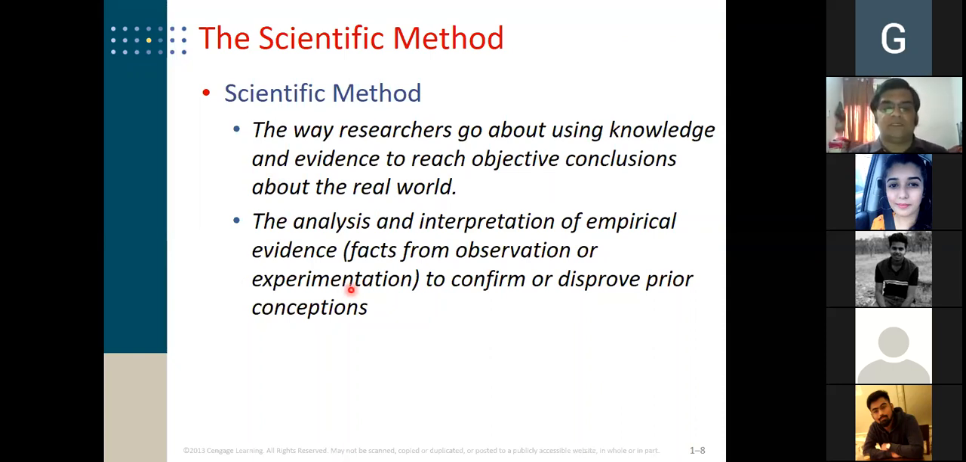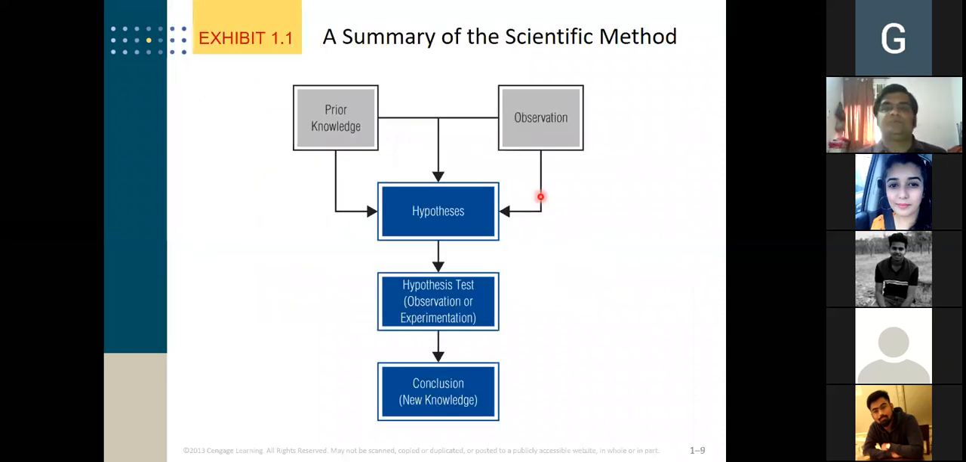Very, very important. Pay your attention to this line, right? Hope you can see my highlighter. So, analysis and interpretation of empirical evidence to confirm or disprove prior conceptions. If you remember the hypothesis testing procedure, right? So what is a hypothesis? If you understand this, you will understand the whole scientific method.